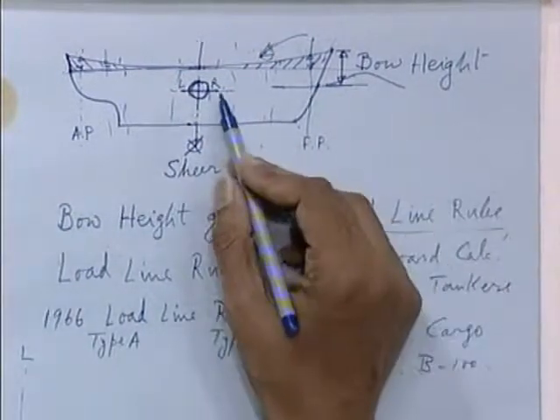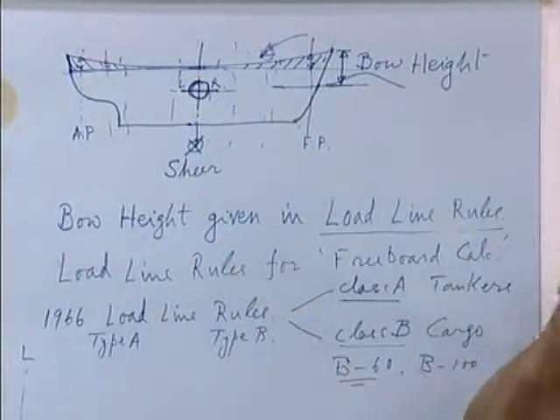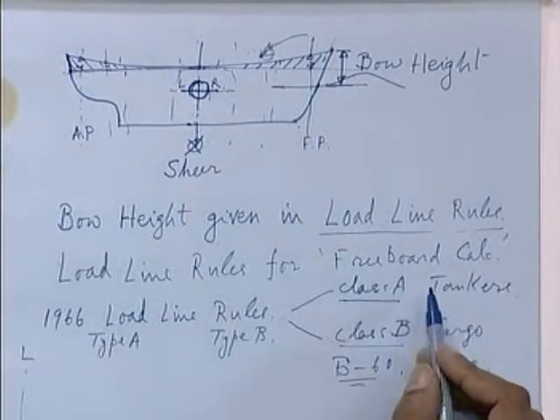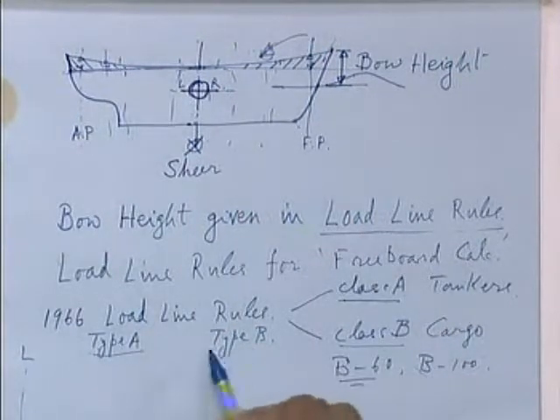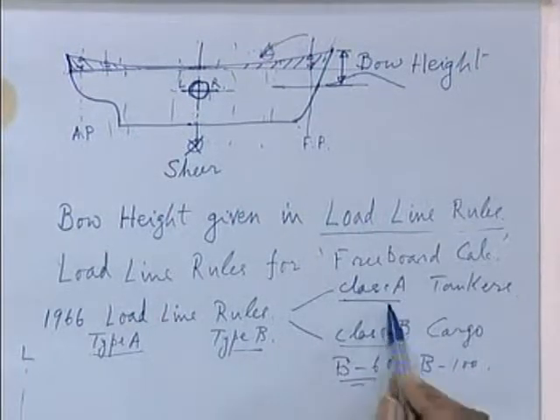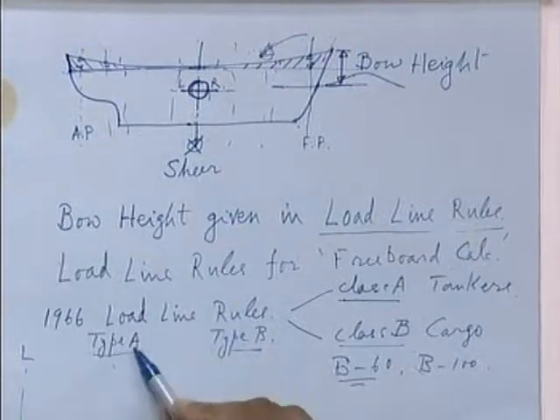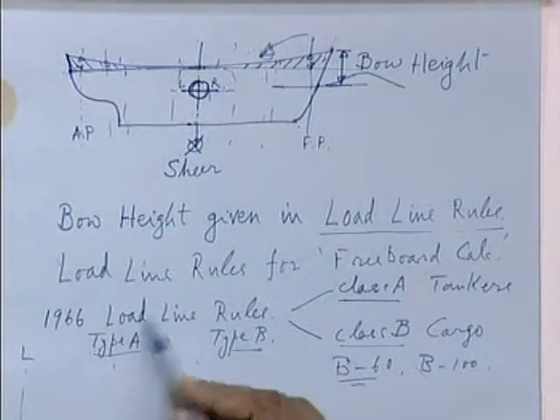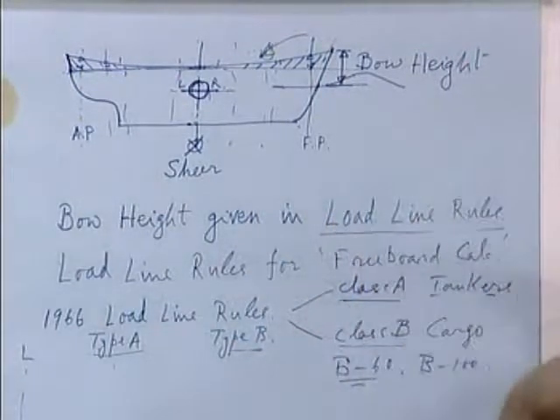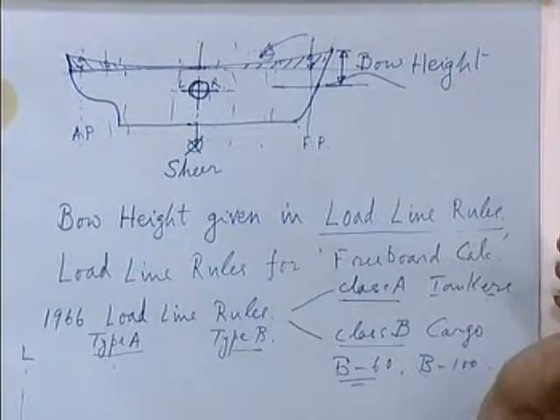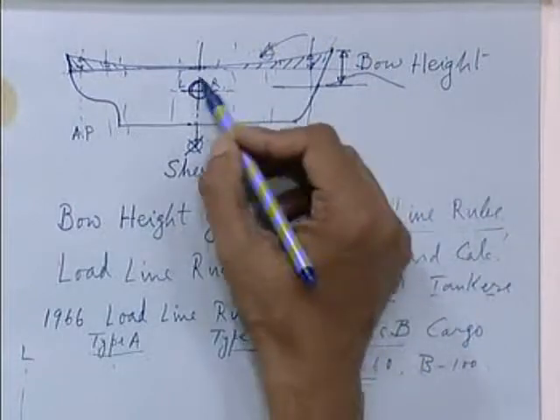So, anyway, this load line mark is with reference to your freeboard, and for the time being you simply remember that there are two types of freeboard called type A and type B freeboard, or class A or class B ship. Normally they are called class A and class B ships, type A and type B freeboard. A is with reference to your ships carrying liquid cargo, that is tankers, and B is reference to your cargo ships.